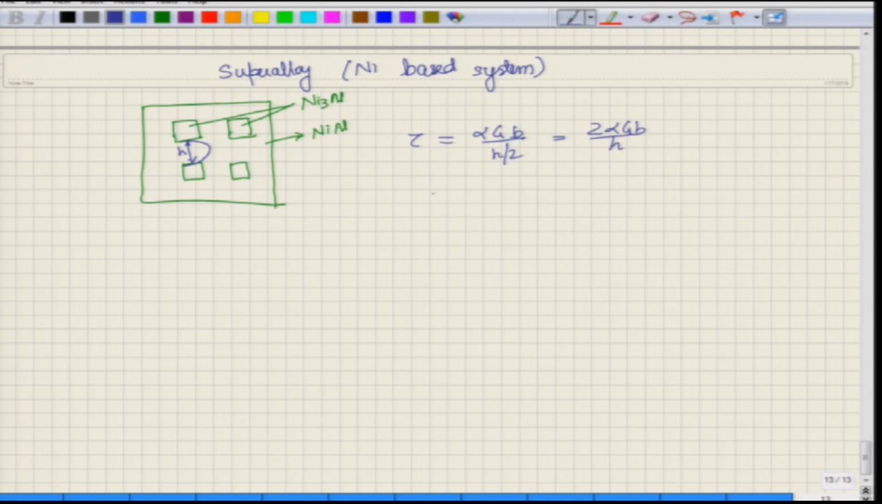So smaller h implies higher strength. So the higher would be your fraction of Ni3Al, higher would be the stress required, or smaller are the particles, you will have a smaller inter-particle spacing, and therefore h will reduce and you will have higher strength, and then again the temperature effect will come, and so on. So that is all about the superlattices, and next time we will talk about interaction of dislocation with other entities. Thank you.